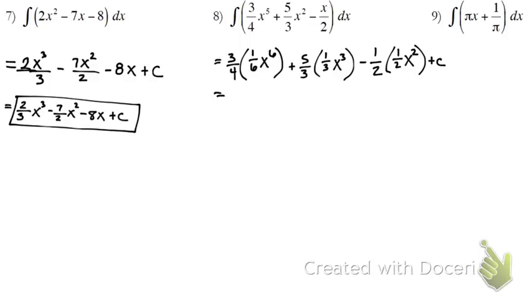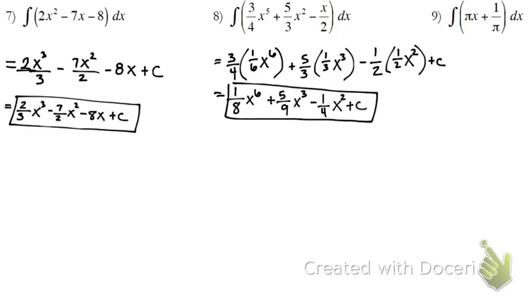So if I simplify this, in this first fraction, if I multiply the numerators, I get 3. If I multiply the denominators, I get 24. So 3 over 24 turns into 1 over 8 x to the 6th. If I multiply the numerators, I get 5. If I multiply the denominators, I get 9, and that does not simplify, so plus 5/9 x to the 3rd power. And then if I multiply the numerators here, I get 1. If I multiply the denominators, I get 4, so that's minus 1 over 4 x to the 2nd power plus c. And that is about as simple as we can write that problem.